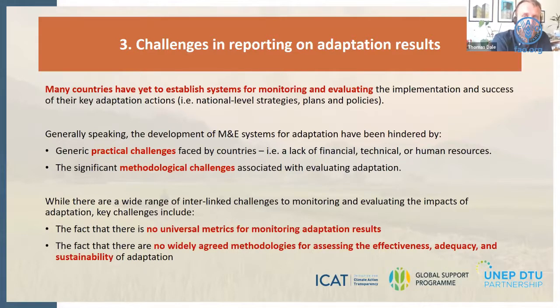So starting with the area of adaptation results, the greatest challenge that countries are going to face in reporting on the results of adaptation is that many countries are yet to develop and operationalize systems for monitoring and evaluating their key adaptation actions. So in other words, they don't yet have M&E systems to track progress in their national level strategies, plans and policies. And this sweeping statement particularly applies to systems that can actually evaluate whether these actions have been successful in achieving their overall objectives, which would be reducing vulnerability or increasing resilience.